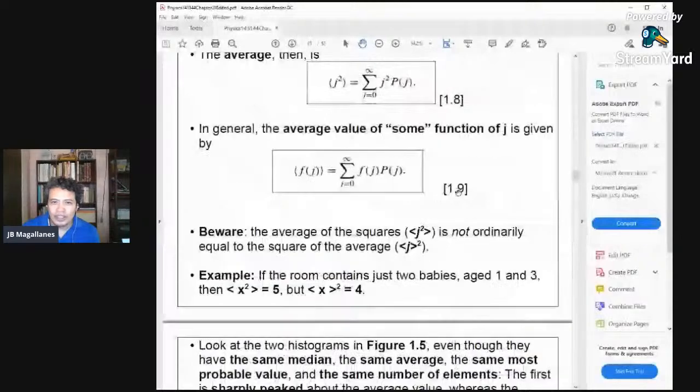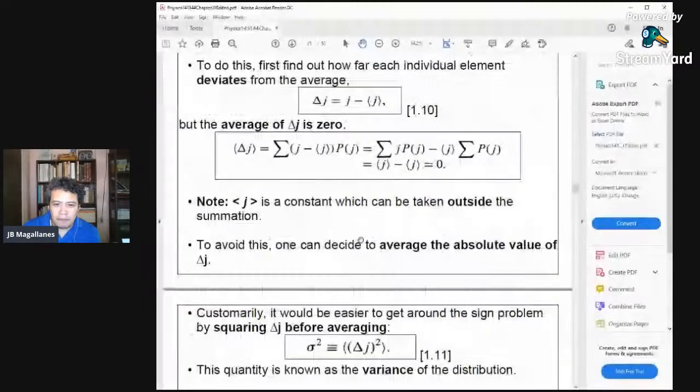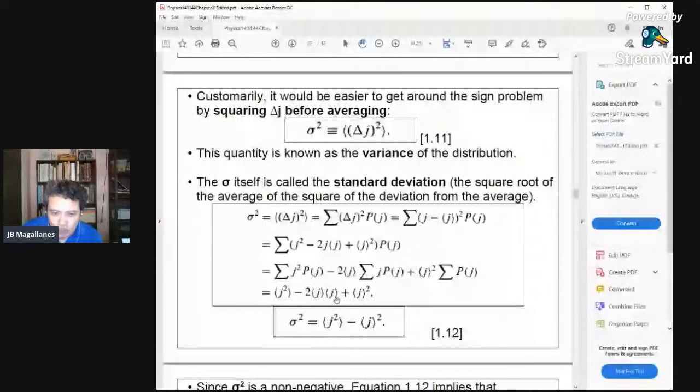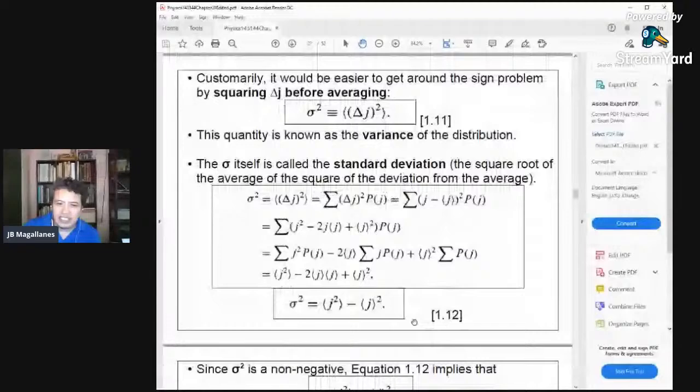by virtue of equation 1.8 here. And then you have 2. Of course, the average of J is a constant, so you can put that here. And then this one is also equal to the average of J. So this is the average of J square plus the average of J square here, because the summation of PJ is equal to 1. So sigma square is just equal to the average of J square minus the square of the average of J. So this is now your sigma.